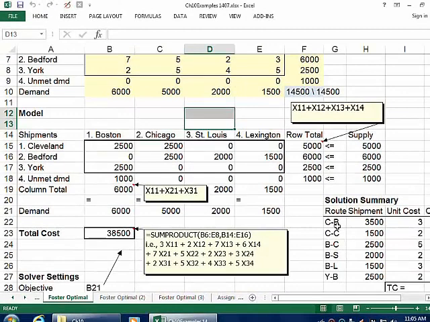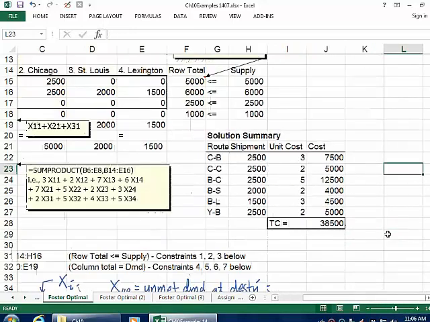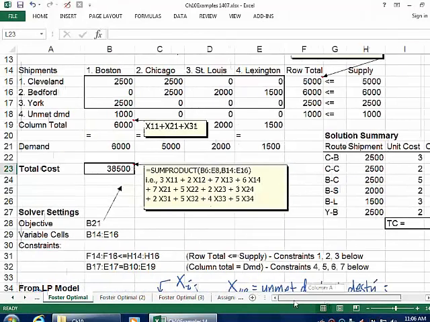And then let's modify the solution here. So Cleveland to Boston, now we are giving 2,500, and Cleveland to Chicago is 2,500. And Bedford to Chicago is 2,500, which hasn't changed. And York to Boston is 2,500. Okay, so 2,500, 2,000, and 1,500. These 2 rows haven't changed, but here there was a change, and that adds up to 38,500 as a total cost.